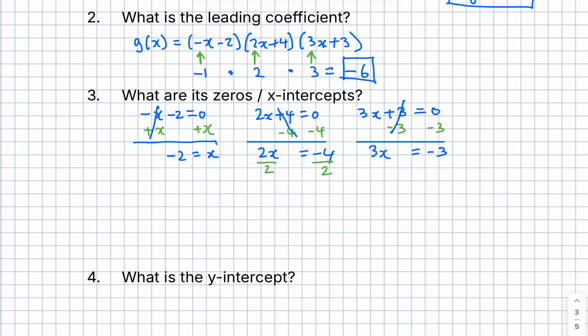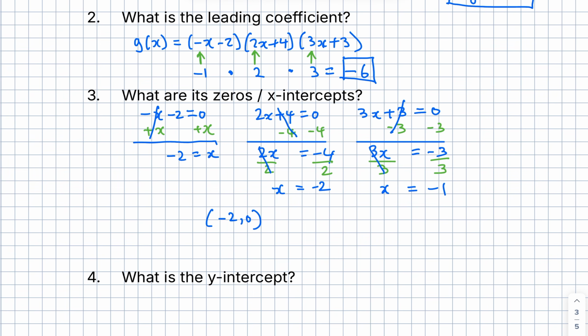Okay, and when we do, these cancel out, and so now we have x is equal to -2. And for the third one, we're going to divide both sides by 3. And when we do, x is now equal to -1. So what this means is my zeros are at -2, 0.